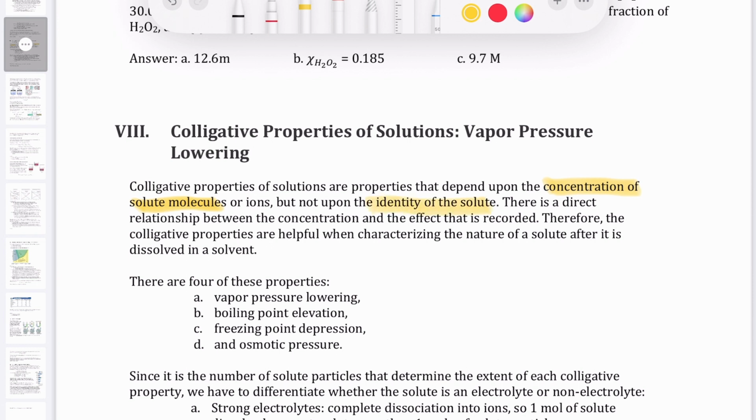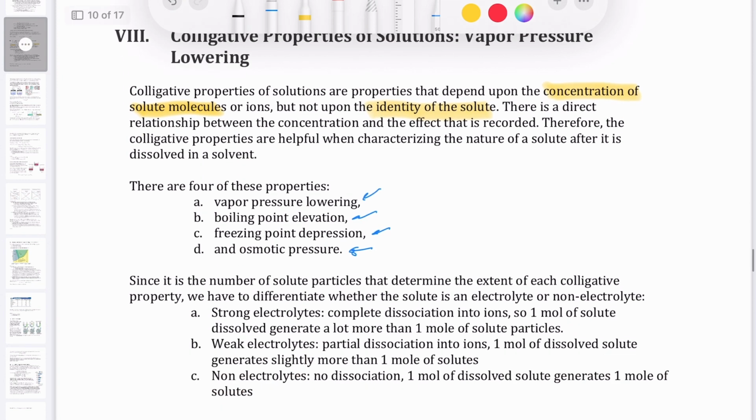In other words, let's say I'm dissolving potassium chloride into water, and in another solution, I'm dissolving sodium bromide into water as well. If the concentration of those two solutes happens to be identical, we're going to observe the same property appearing in both solutions, despite the fact that the two solutions have different types of solutes. We're going to look at each of those properties, which are listed here. The first one is called vapor pressure lowering, and then boiling point elevation, freezing point depression, and osmotic pressure.